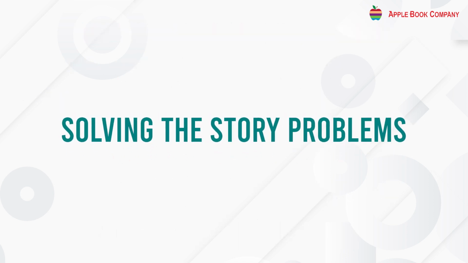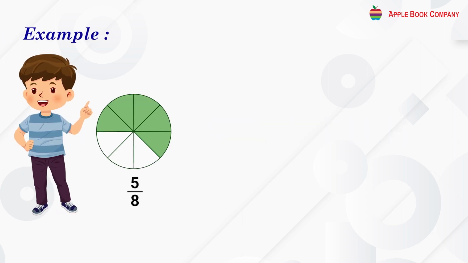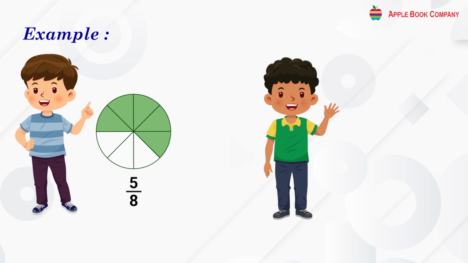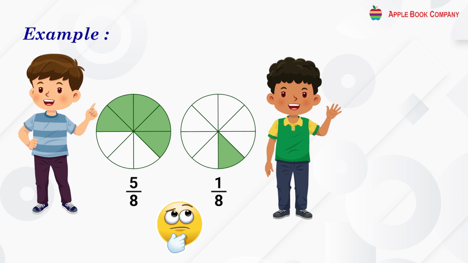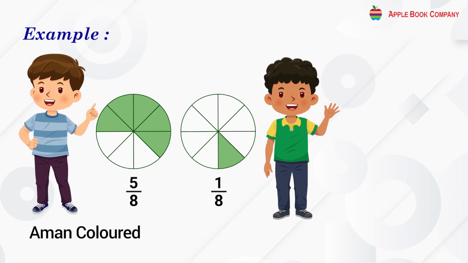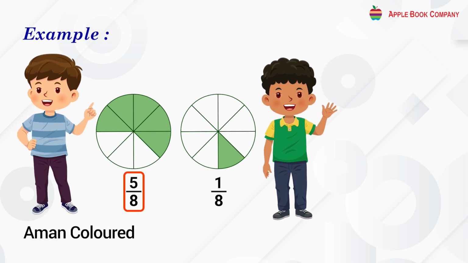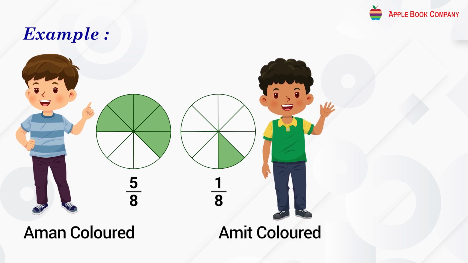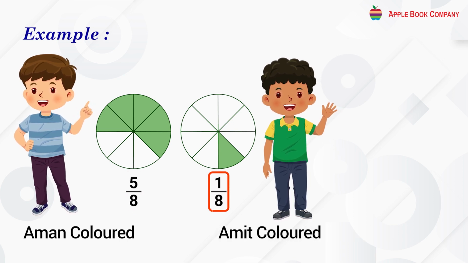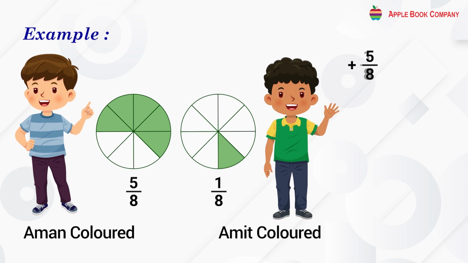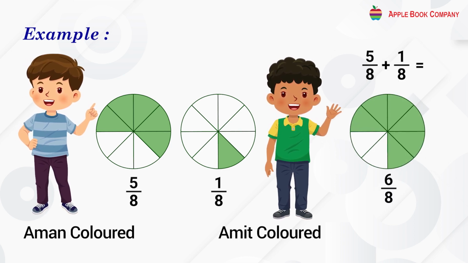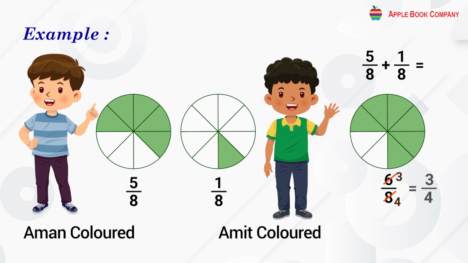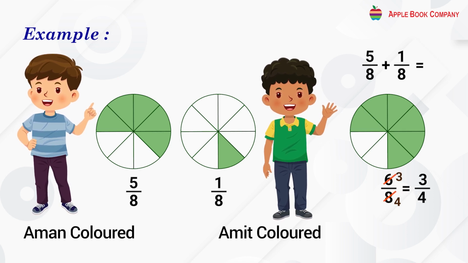Solving the story problems. Example 1. Aman colored 5 by 8 part of a circle and Amit colored 1 by 8 part of the circle. How much of the circle did they color together? Solution. Aman colored 5 by 8 of a circle. Amit colored 1 by 8 of a circle. So you are adding 5 by 8 plus 1 by 8, which is equal to 6 by 8. If you reduce this fraction to the lowest form, 6 by 8 becomes 3 by 4.